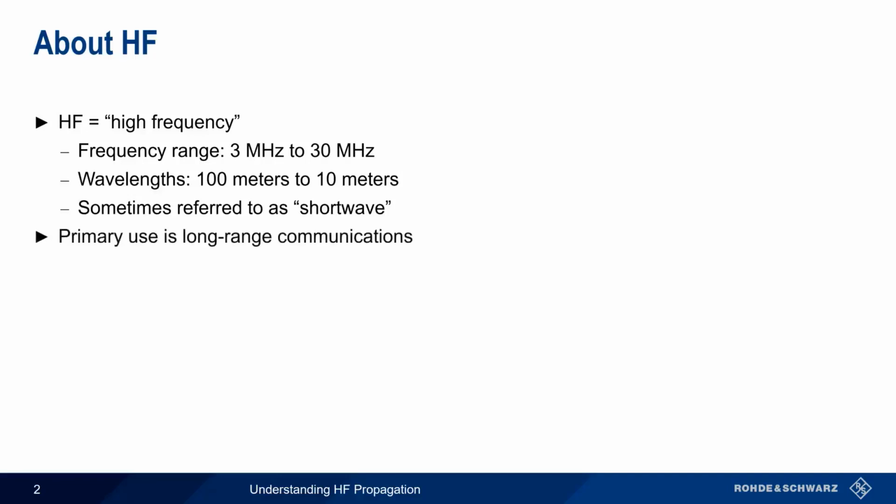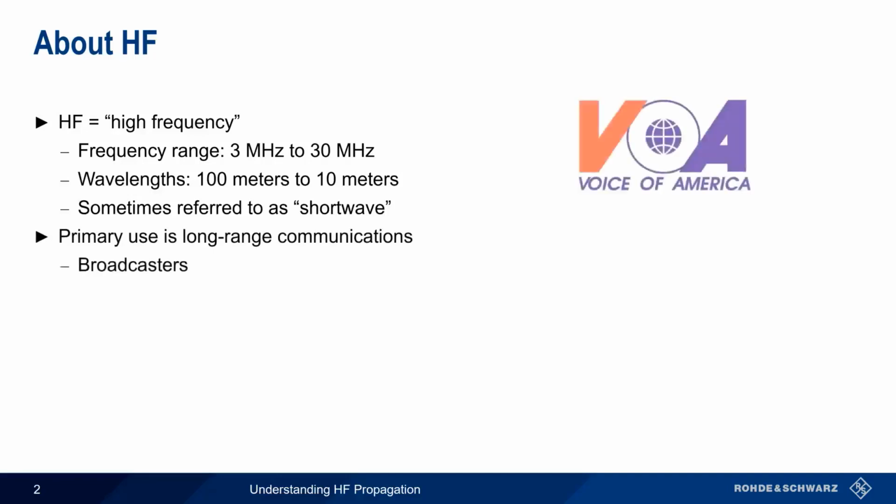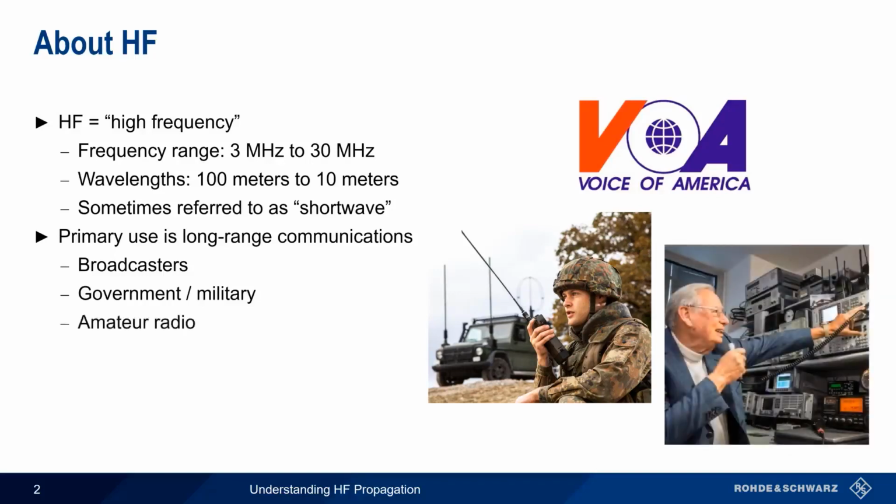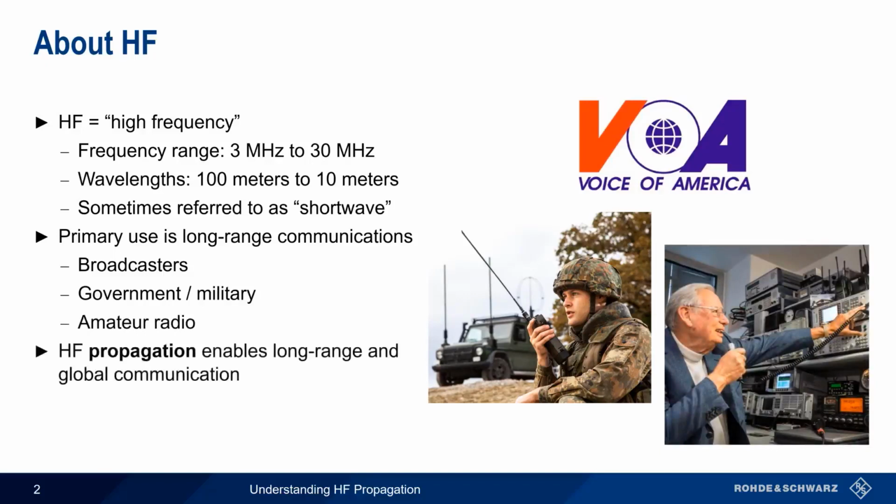The primary use of HF is for long-distance or even global communications. Broadcasters can reach listeners around the world using HF, and this global reach is also useful in many government and military applications. Amateur radio operators around the world also frequently use and experiment with HF. And as we'll see in this presentation, it's the unique properties of HF propagation that enable long-range communications or even global communications.